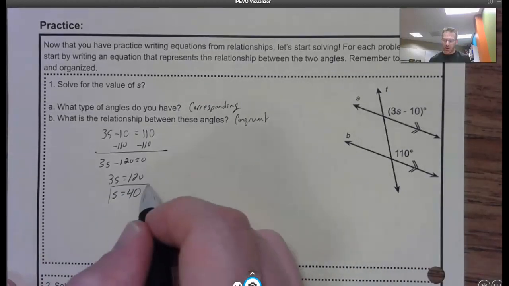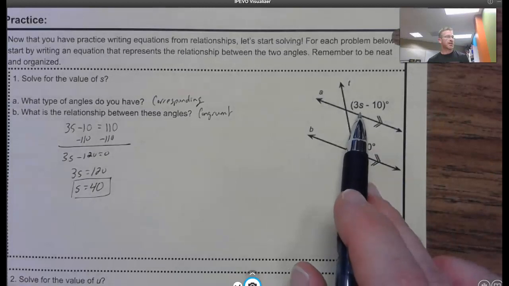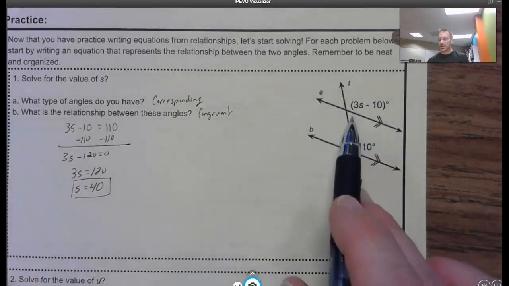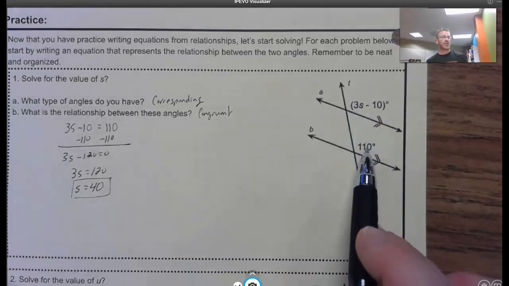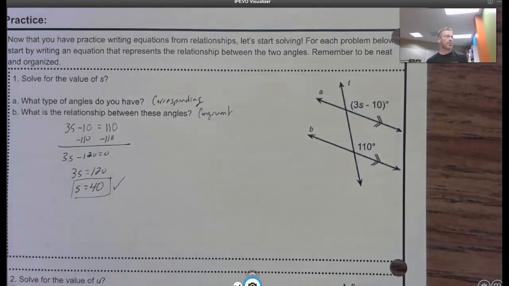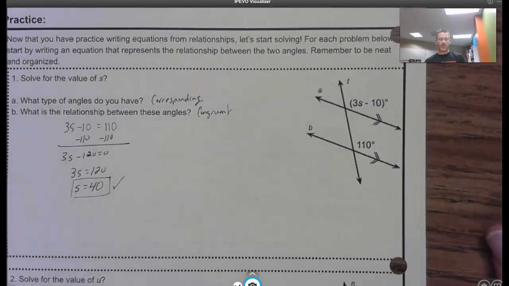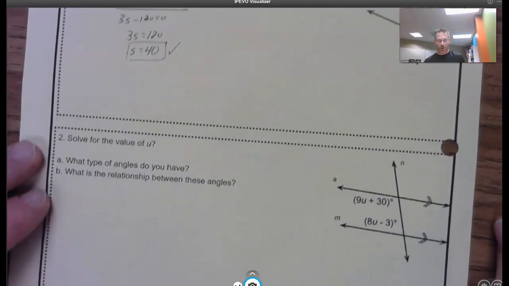Now if we are correct, if I plug s in here, it should give me 110. So 3 times 40 is 120. 120 minus 10 is 110. So I know, in fact, that I am right. So really go back and take that value, plug it back in, self-check to know if you are right or wrong. And if you're wrong, go back and make an adjustment. All right, let's move down to number 2.